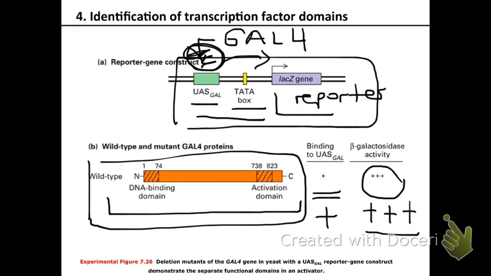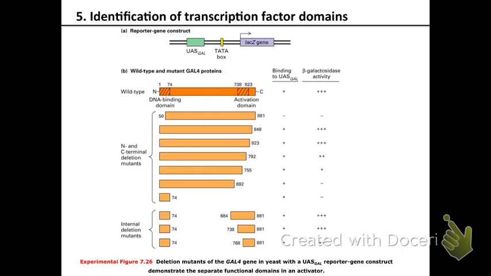All right. So what do we want to do next? We do a very similar idea to how we actually learned what part of a sequence is important. Here we're saying what part of the protein is important. So the strategy that you would use is you make truncated GAL4 protein. Okay?